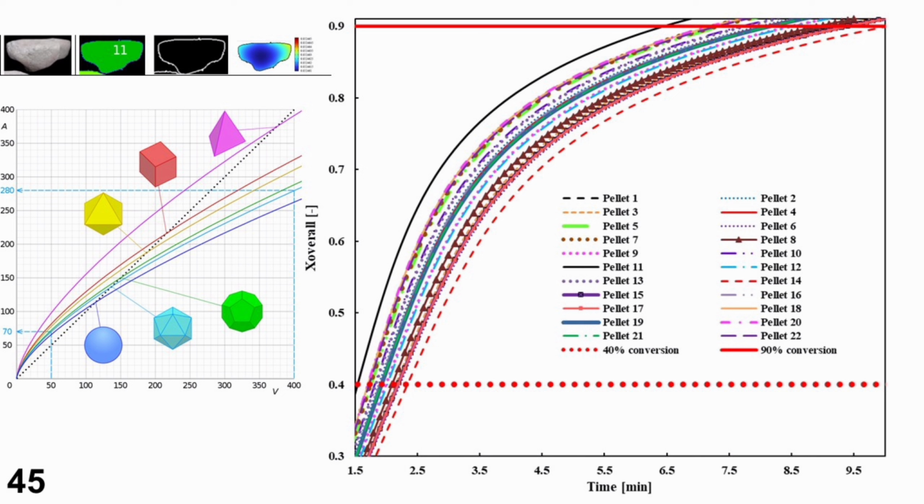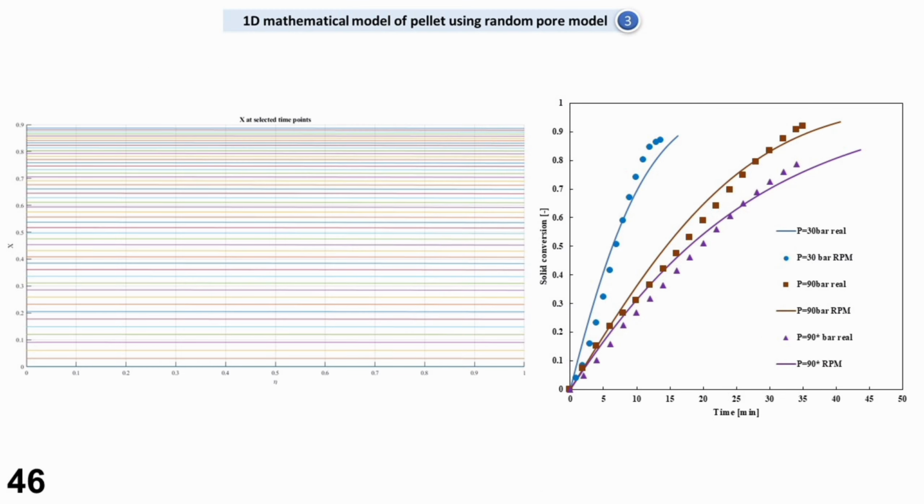In this slide, the solid conversion profiles are plotted. It is shown that deviation from a spherical shape results in larger surface area. Well, in the random pore model, we use kinetic parameters from Honey's research, which was published in 2023, and validated our model with them. The model was solved using the method of lines and finite difference for space.